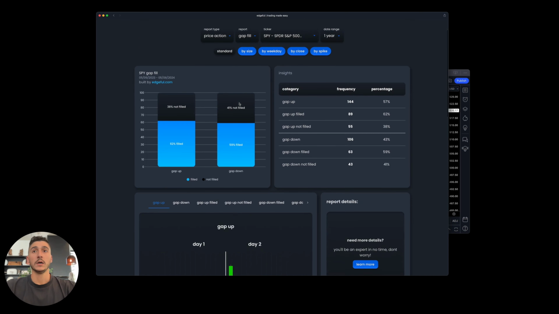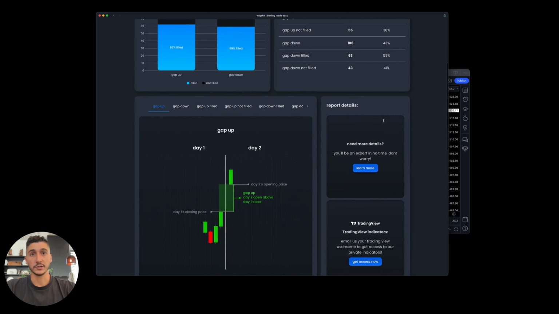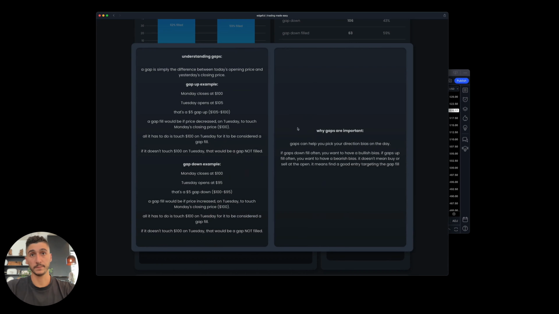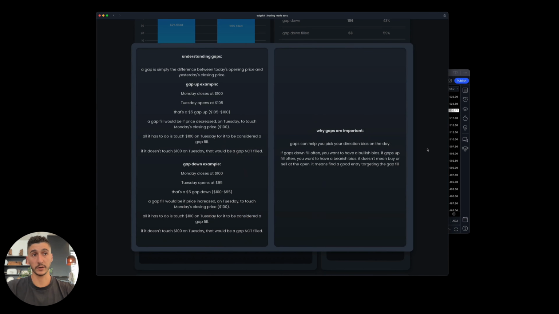So we always have a visual representation of the results, a table representation. Most of the reports, and eventually all of them, will have an explainer graph. So in this case, showing you what a gap up is. Then you can go through to see, okay, what's a gap filled? A gap up filled is here, gap up not filled is that. If you need some more details on what gaps are, you can click on this button right here. This will pop up this window.